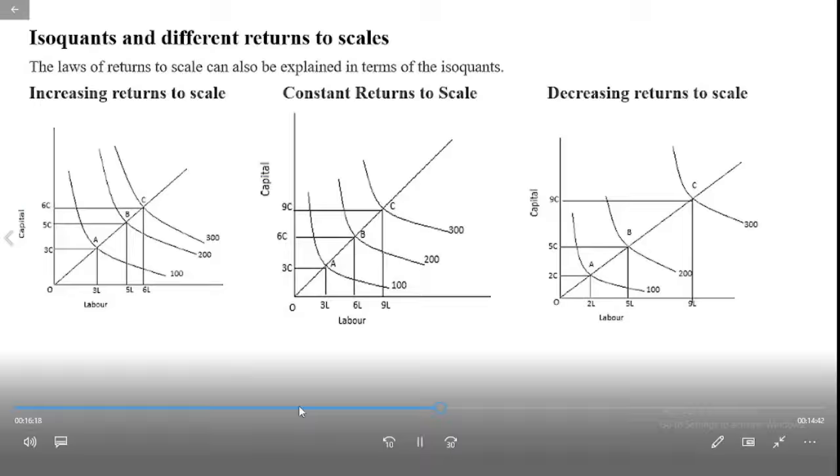In this way, we can represent these 3 returns to scale with the help of isoquants. So if a question is asked like explain returns to scale, then you have to represent the 3 returns to scale with the help of isoquants in this way. It will be very easy for you.